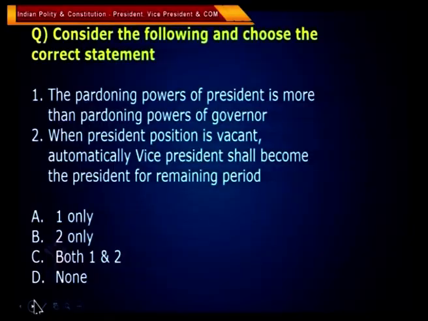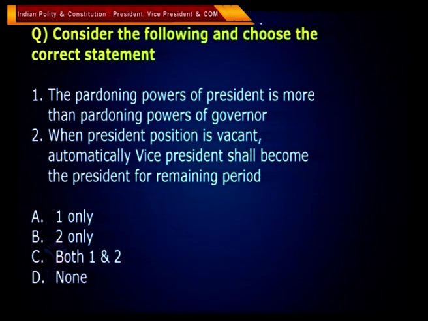See, whenever you look at these types of questions, which are very elaborative, don't panic. These elaborative questions are actually very easy when you read them three, four or five times. So, I recommend you to read them four or five times. Then it is very easy for you to guess the answer. Consider the following and choose the correct statement.